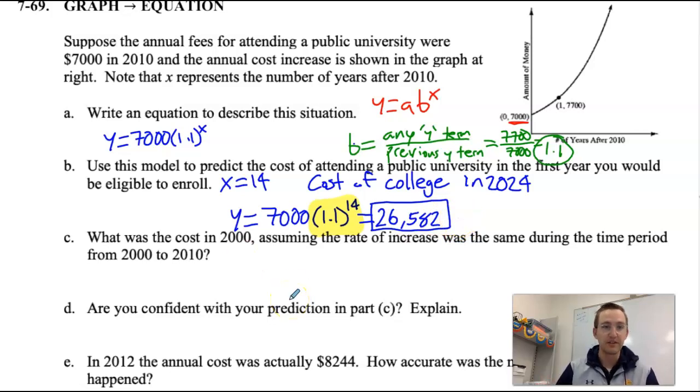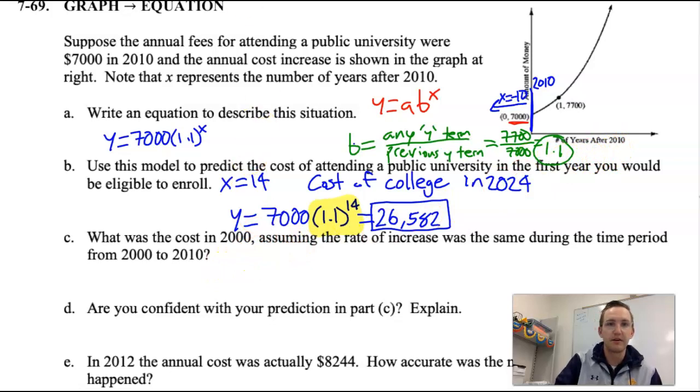Well, I don't think any of you were actually even born then, but what is the cost in the year 2000, assuming the rate of increase is the same during the time period from 2000 to 2010? So again, knowing that at x is equal to 0, this line right here, this is the year 2010, we got to go back this way 10 years to figure out what the cost of college is in the year 2000. So our x value here is going to be x equals -10.